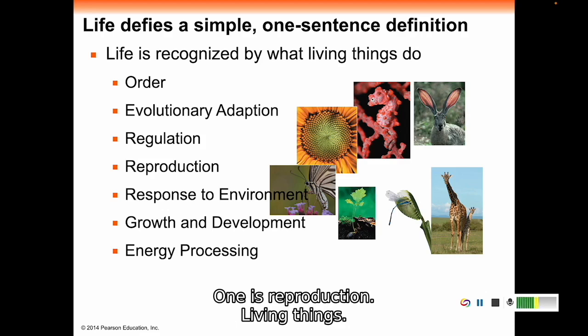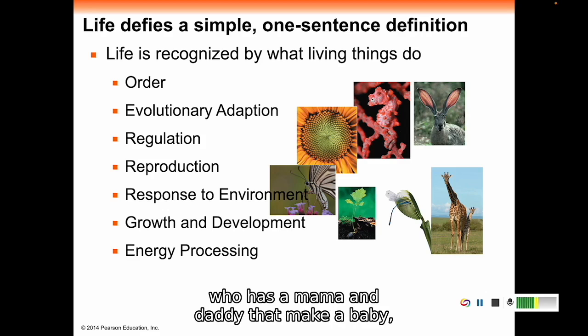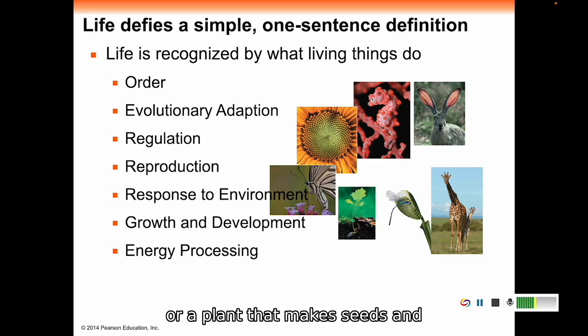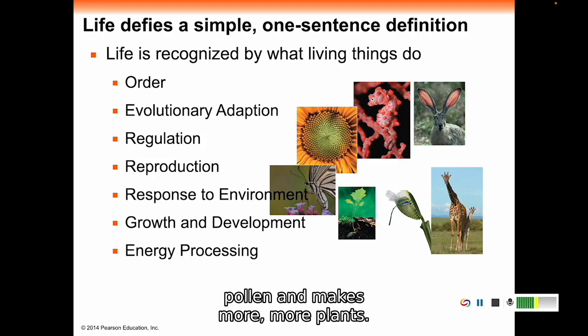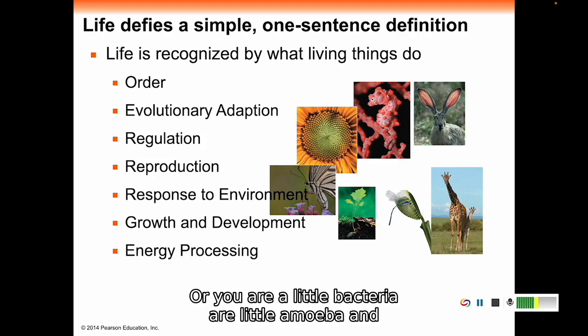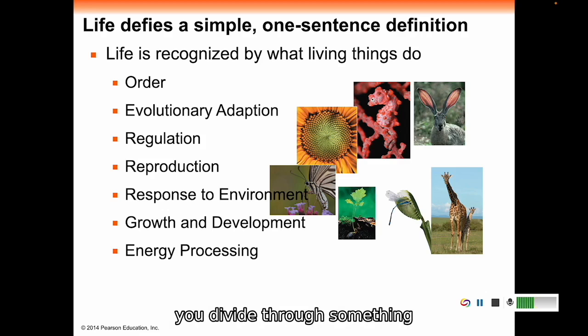One is reproduction. Living things have babies. Whether you are an animal who has a mama and a daddy that make a baby, or a plant that makes seeds and pollen and makes more plants, or you are a little bacteria or a little amoeba and you divide through something like binary fission or budding, you are going to reproduce.